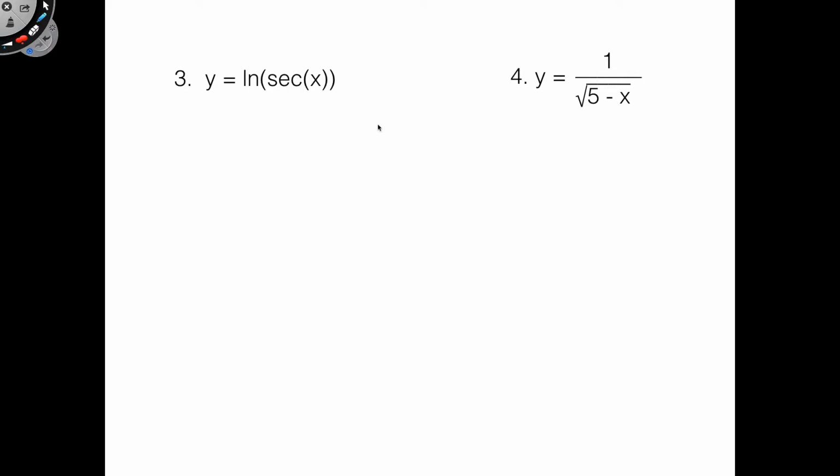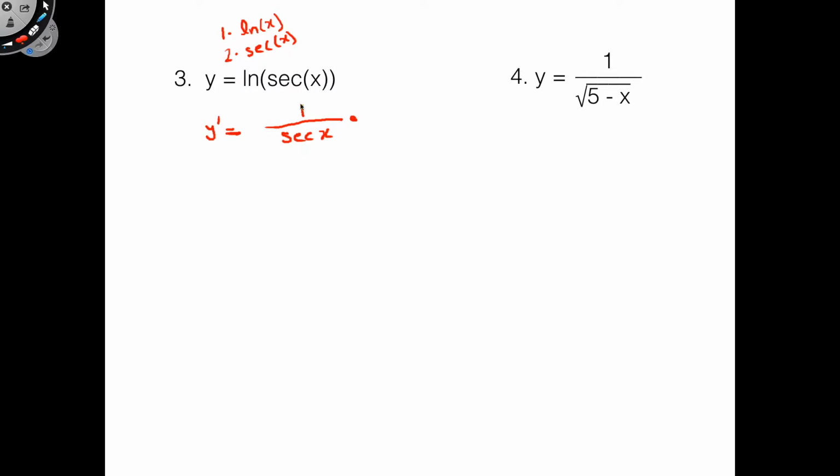Alright, so these are the final examples of this video. The first one is y equals the natural log of secant of x. Again, we just identify what the functions are. The first one is ln of x, and the second one is secant of x. Right? So now we just do what we've always been doing: derivative of the outermost function, and then times the derivative of the inner. So this would be y prime equals 1 over secant of x.